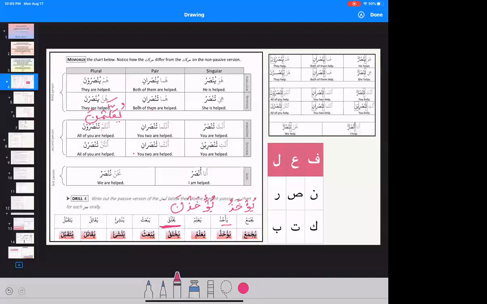Very good. Okay, and the translation would be what? What's the meaning of yub'ath? Resurrection. He was resurrected. Not was, but is, because this is present tense, right? So he is resurrected, and both of them are resurrected. Okay, good job. Very good job. Alhamdulillah. Barakallahu fiki.